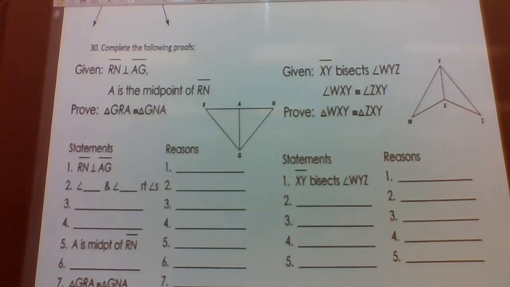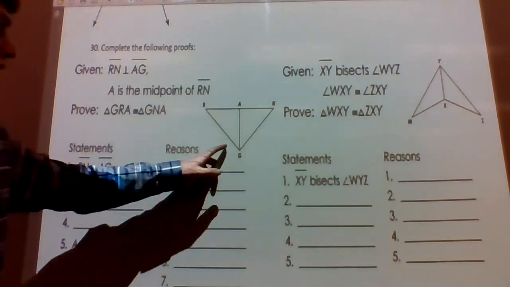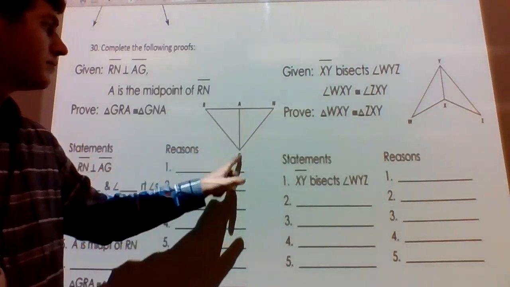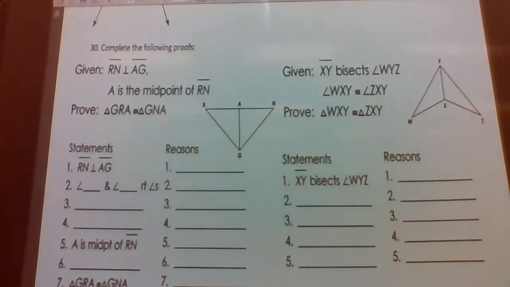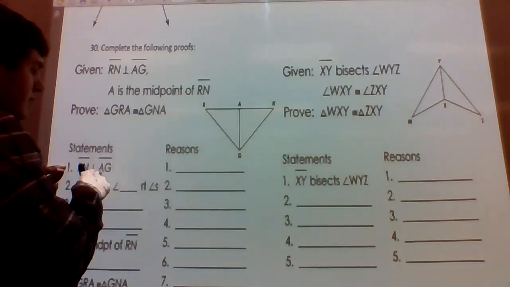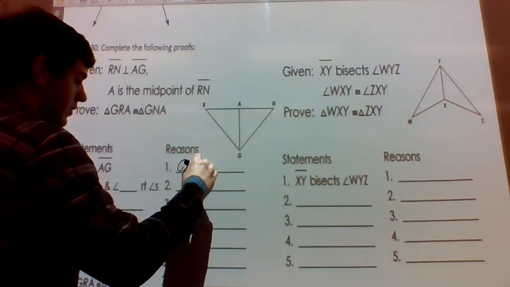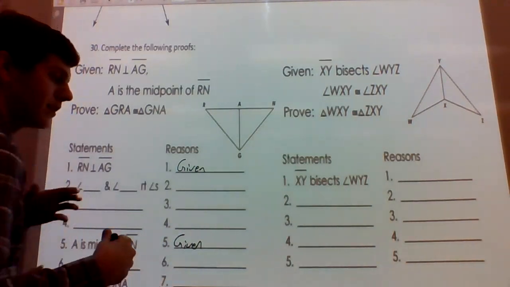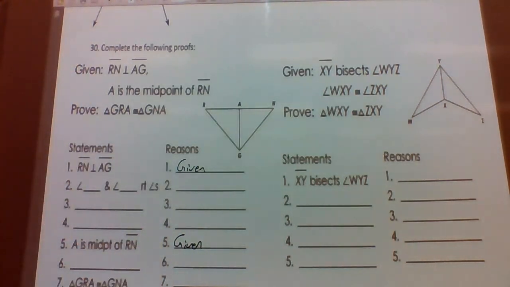RN is perpendicular to AG. A is the midpoint of RN. Prove that triangle GRA is congruent to triangle GNA. Okay. Well, we can do this. So two givens. Again, I don't like how the order they put them in. That's fine. RN is perpendicular to AG, that's given. And then we have A as the midpoint of RN, that is given. They make it a little bit complicated in how they organize it. I don't like that, but that's fine.